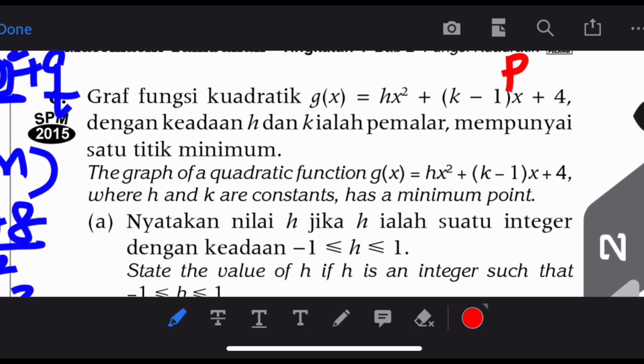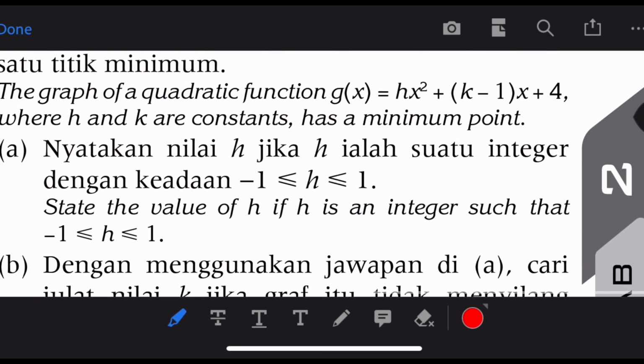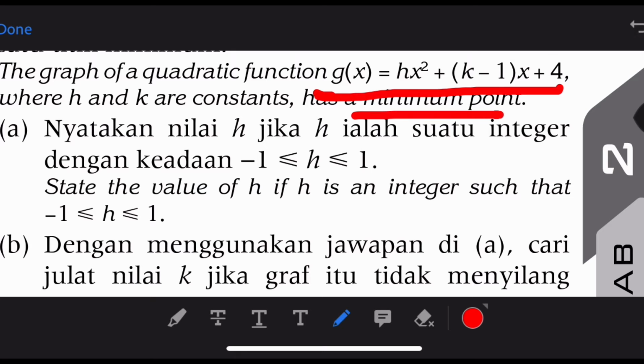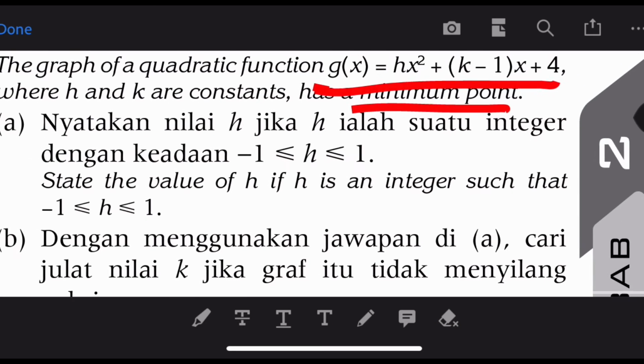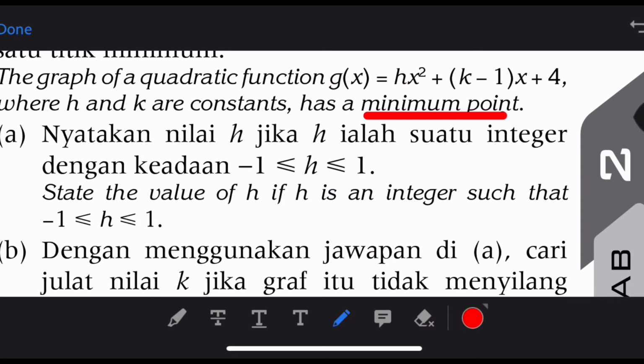Okay, for question number 6, let's read the question. The graph of a quadratic function, normally students are very weak in quadratic function, has a minimum point. When you see minimum point, let me highlight minimum point. So it should actually be a U shape, right?